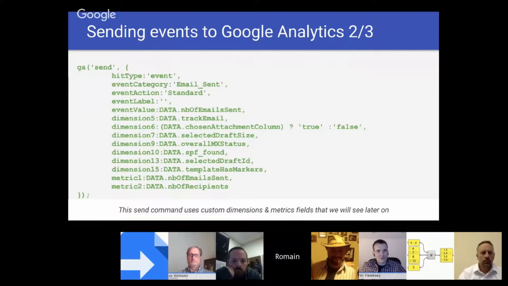So you can send basic information like an event and information about that event, but you can also add a lot of information related to your specific application, so specific dimensions that will let you filter and aggregate data in different ways later on. I will come back to that in a few slides.